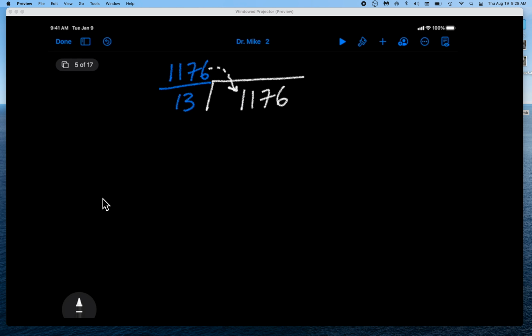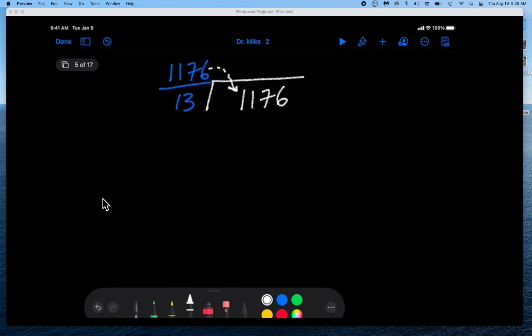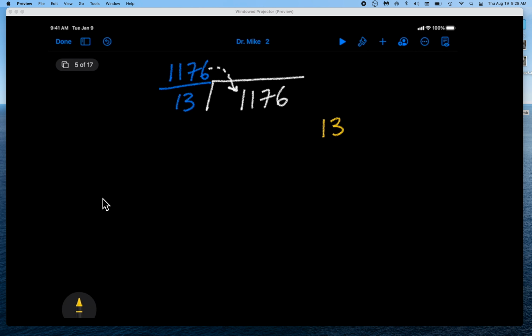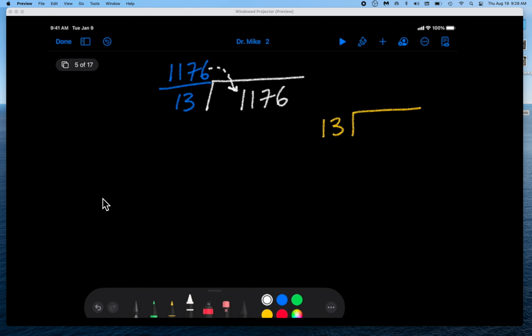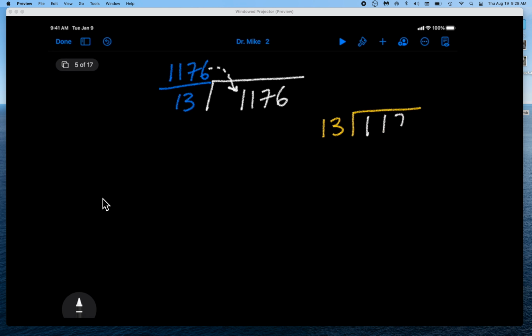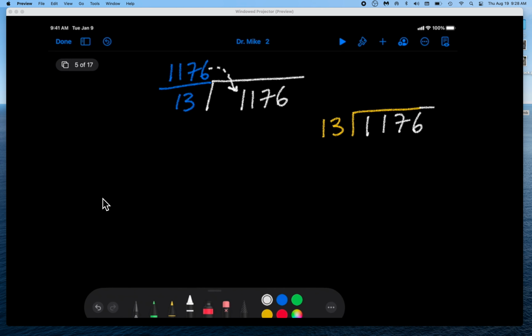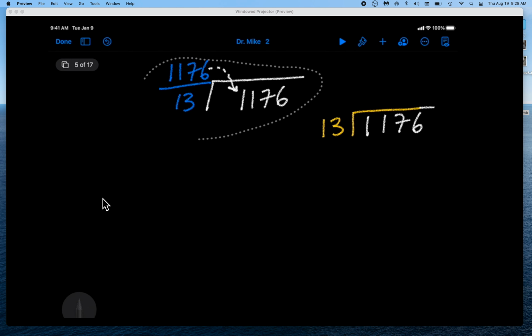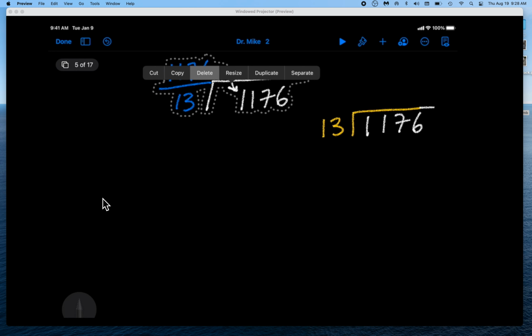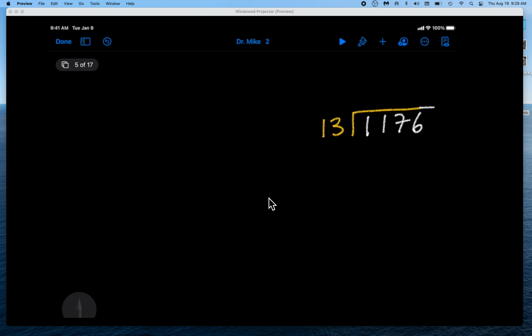Okay. I learned my lesson. This time I'm just going to rewrite it. Okay, so we're going to take 13. I'm going to divide that into 1, 1, 7, 6. Okay, let's get rid of this. Let's talk about how we would do this.